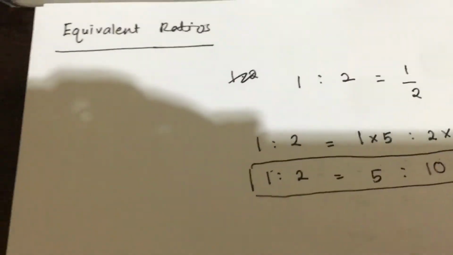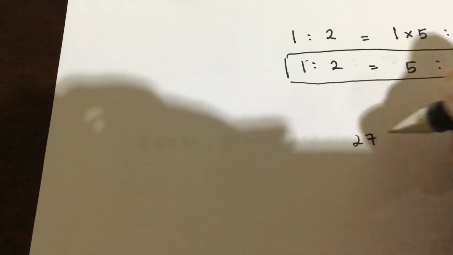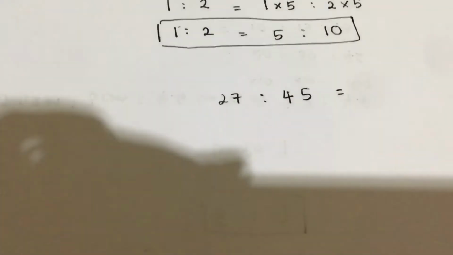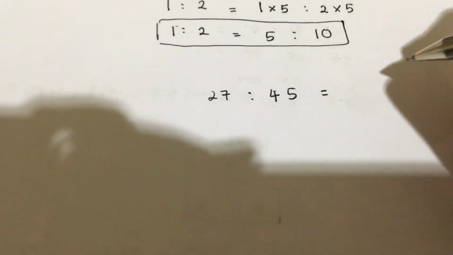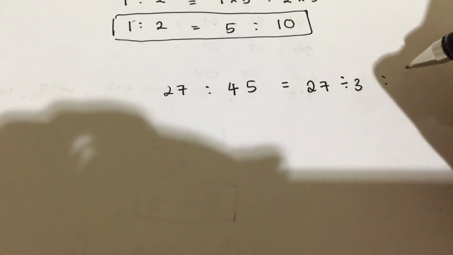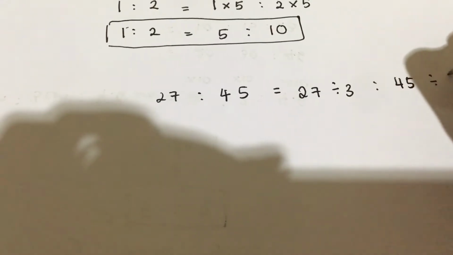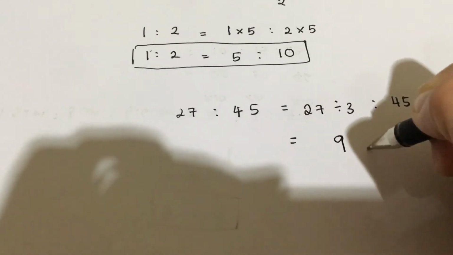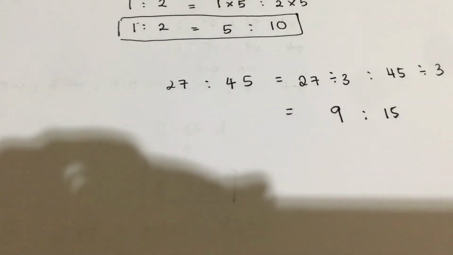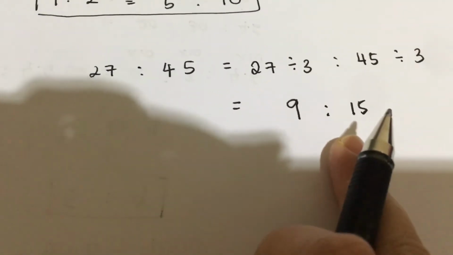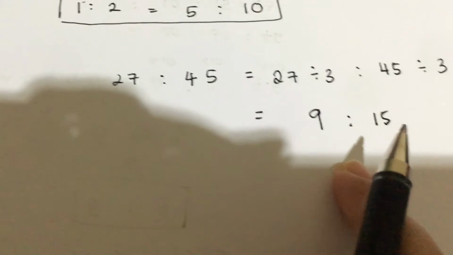Now for example, if I have 27 to 45, I can choose to divide with 3. 27 divided by 3, and also 45 divided by 3, will give you 9 to 15. So these are equivalent ratios. You can choose to multiply or you can choose to divide.